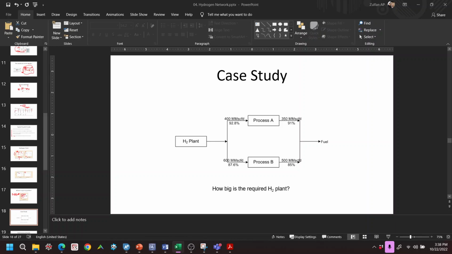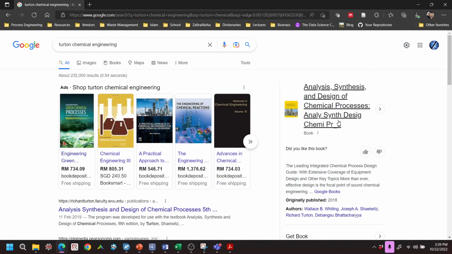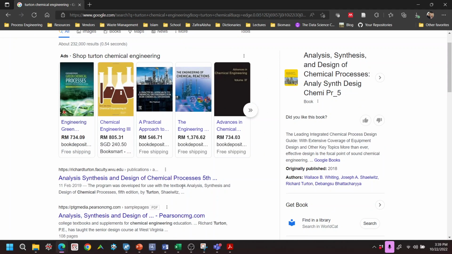So these two units have to be there. And you can go to a book called the Turton handbook, Turton chemical engineering, this one. You go to this book, Analysis, Synthesis, and Design of Chemical Processes by Turton.